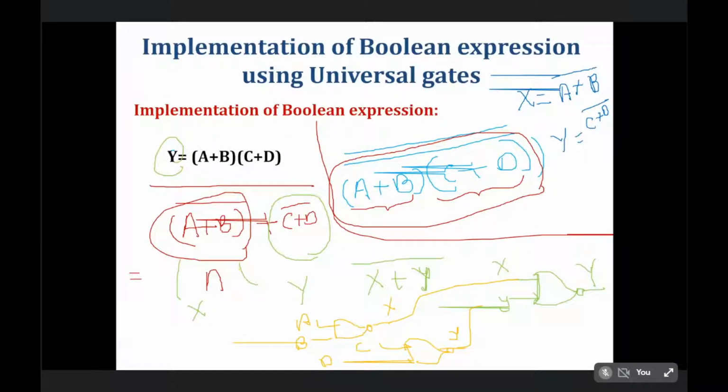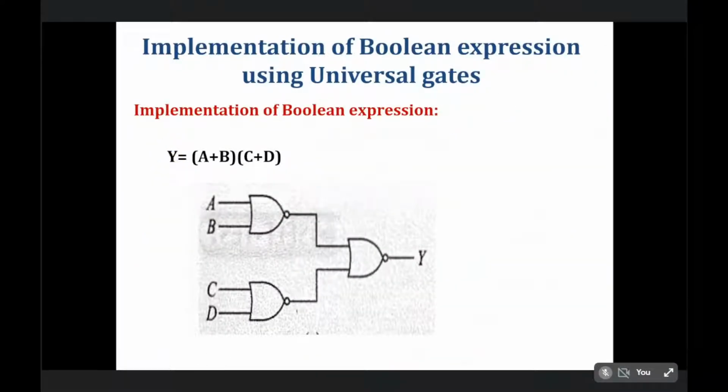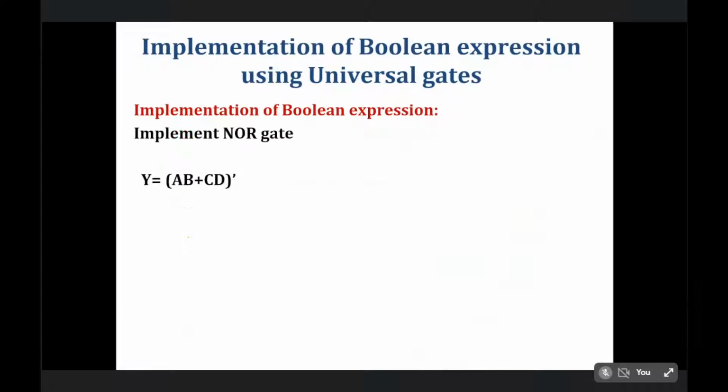So how many NOR gates are required here? 3 NOR gates are required for the implementation of this, a plus b multiplied by c plus d. Okay, so this is the simple implementation.